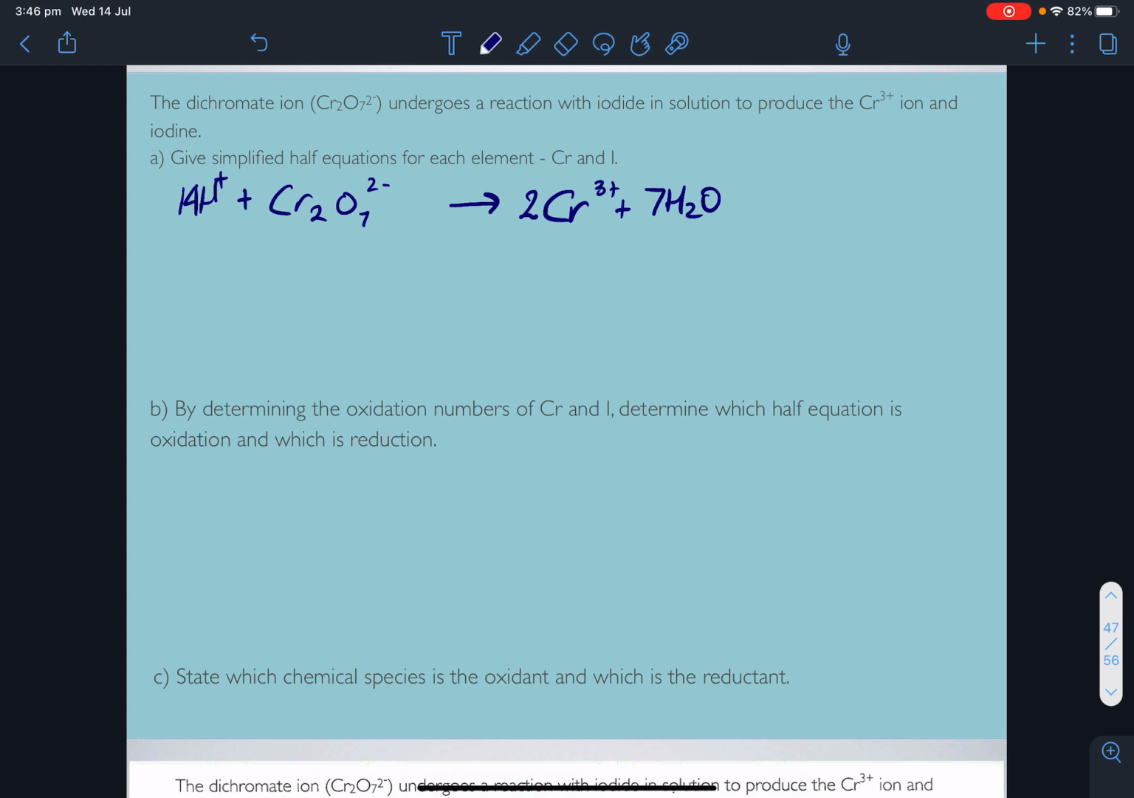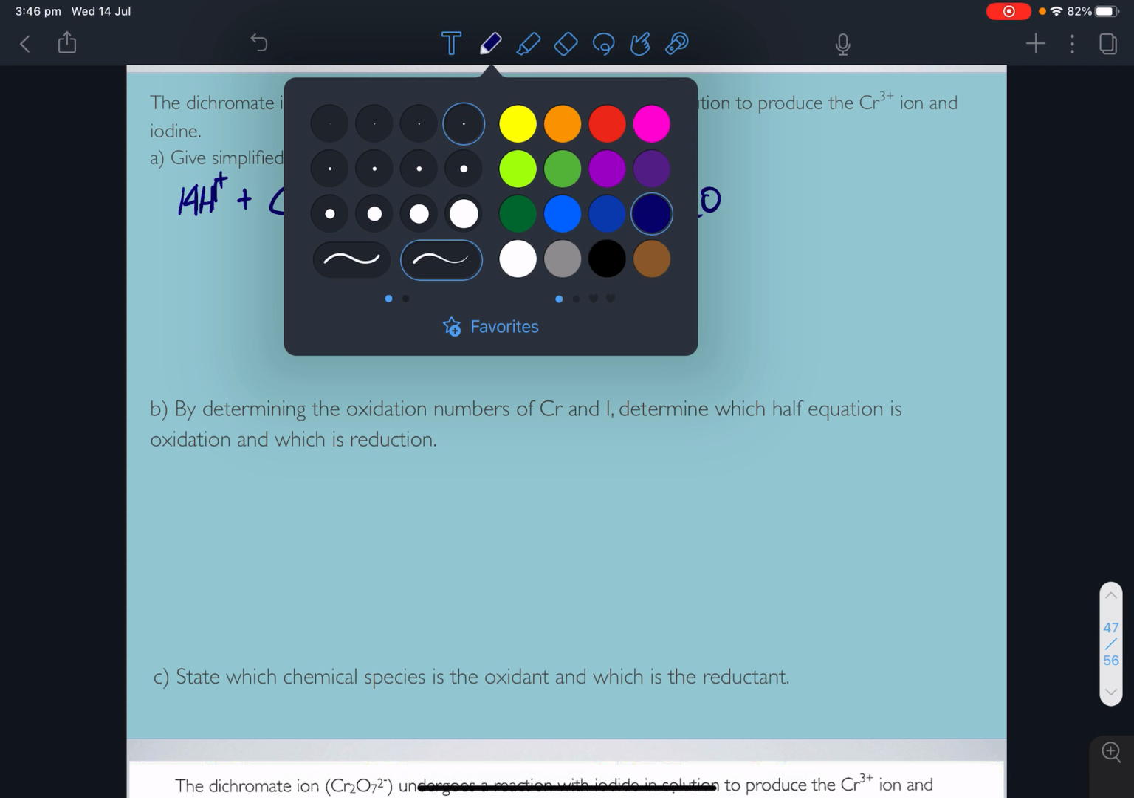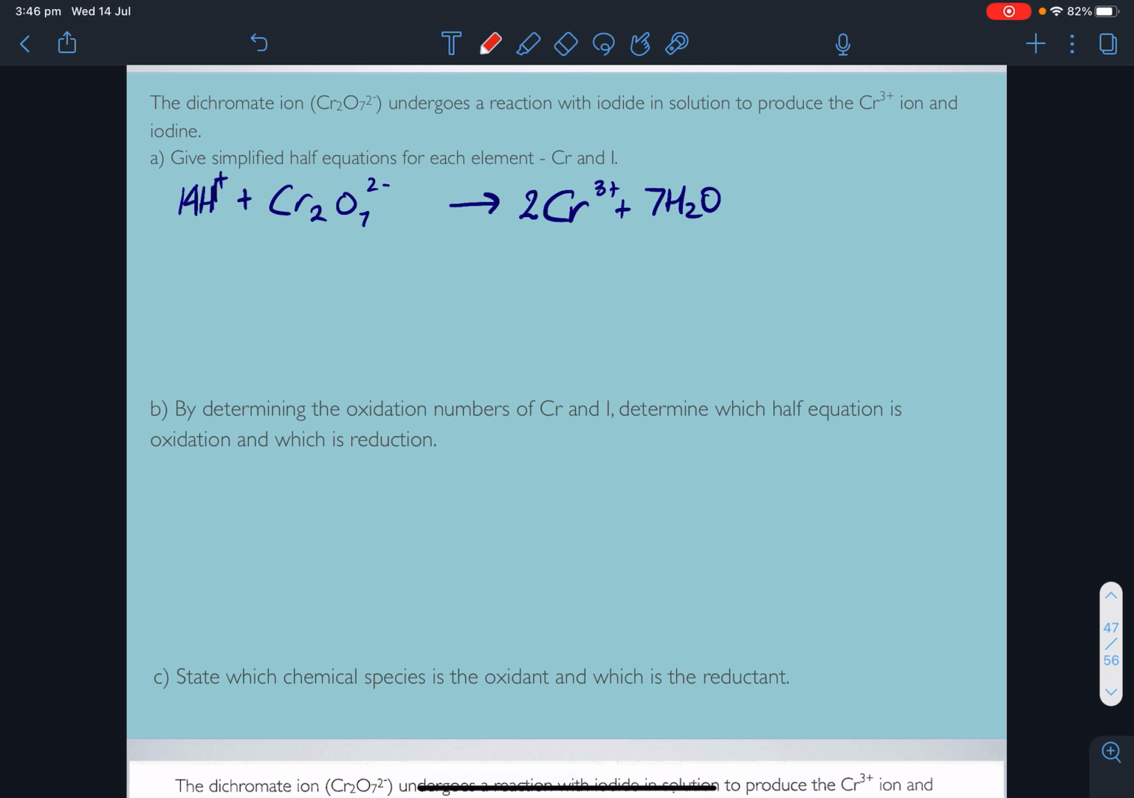Now I've got conservation of matter, but I might not have conservation of charge. My charge on the right is 6+ from my 2 chromium 3+, and on the left it's 14+ minus 2, 12+. So I need to add 6 electrons to get that down to 6+. Okay, so there's my balanced half equation for chromium.